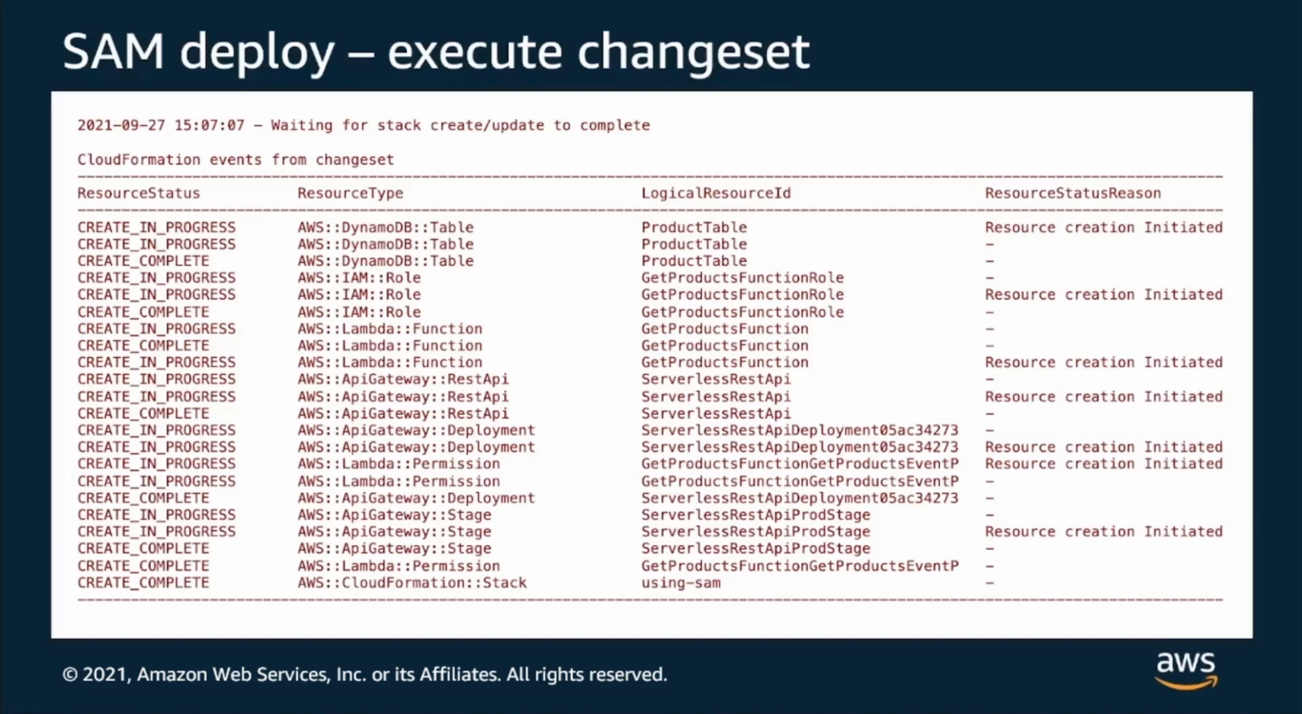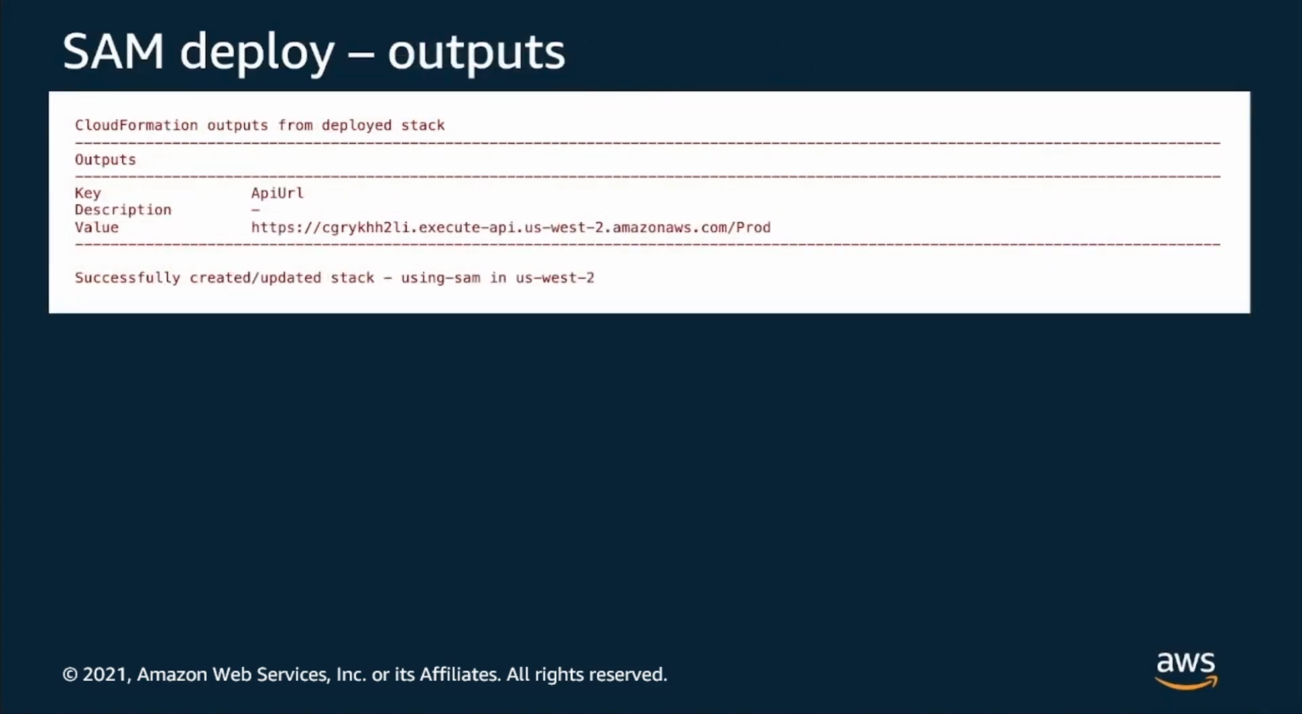Okay, so once the deployment is finished, in this particular stack, I had some outputs, and it's that URL for the API that we changed. So it gives me a report. Hey, here's your output. You called it API URL. Here's the endpoints you can hit. You can pass on to others. And there you go. I've successfully created or updated the stack. And the name of this stack is using SAM in US West 2.